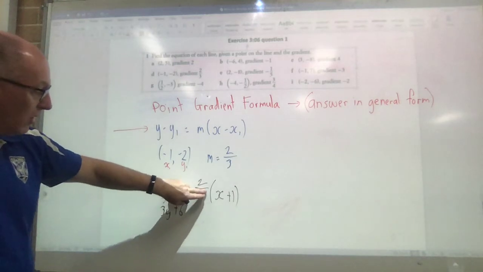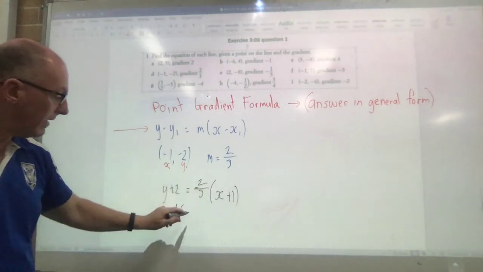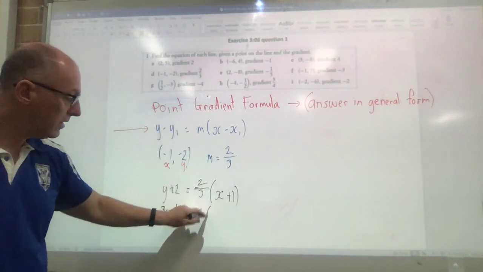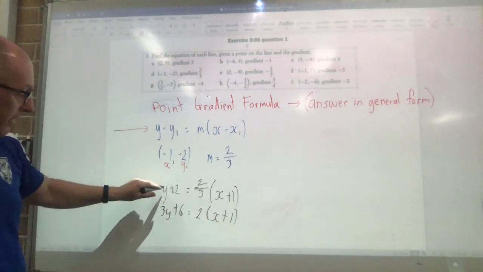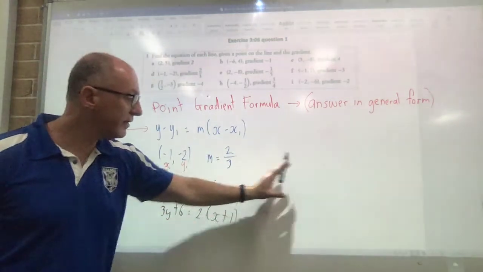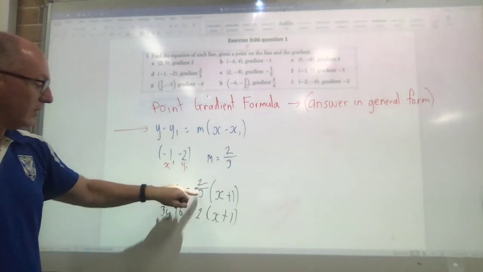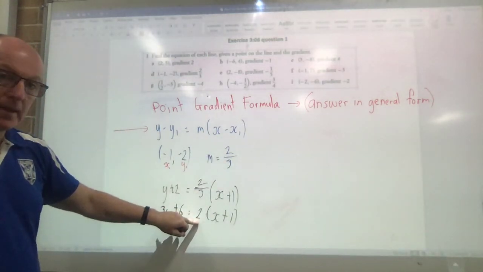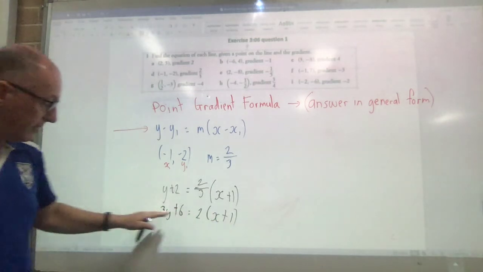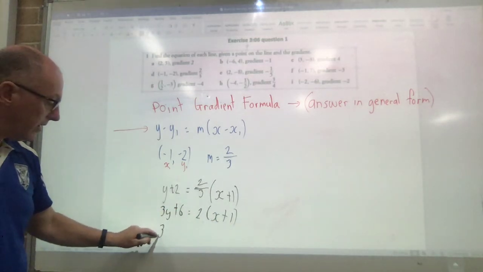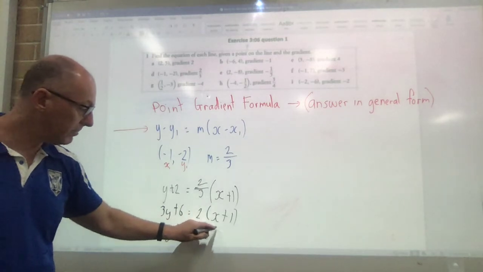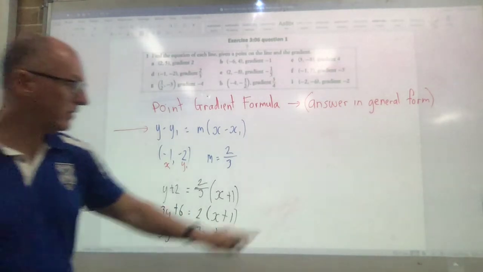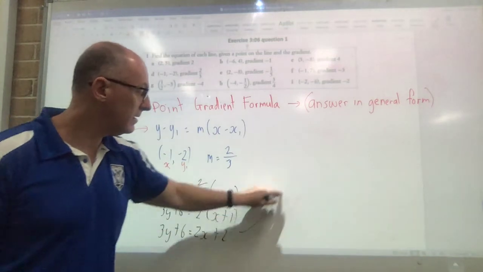This would now be gone, and you're now left with equals 2x plus 1. So what I've done is I've multiplied this by 3, and this whole side by 3. It's not there anymore. Okay? After that, I expand the brackets. 3y plus 6 equals 2x plus 2. I'll have to continue on up here.